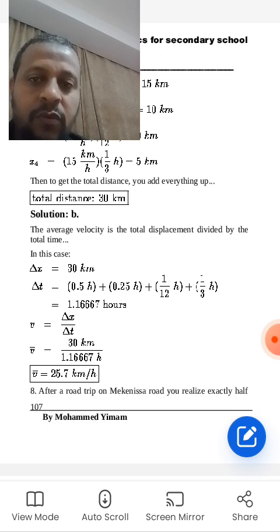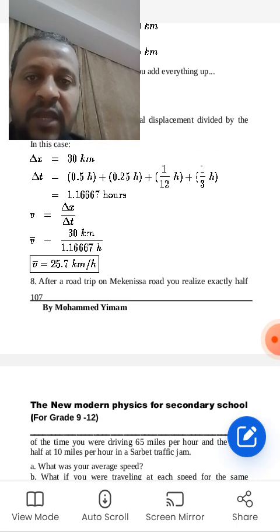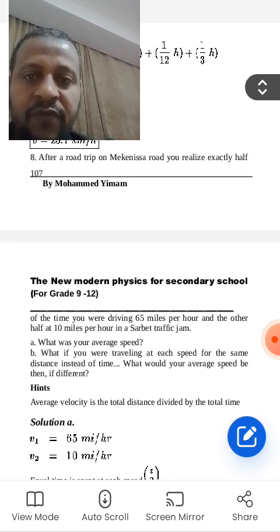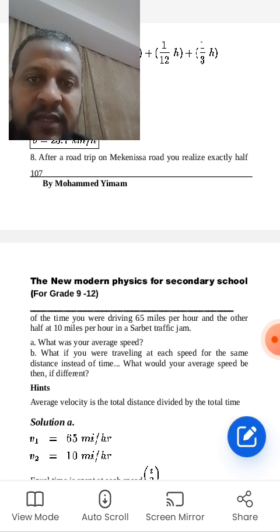I will give you one exercise for this afternoon. I will read it for you. Number 8. After a road trip on Makanissa Road, you realize exactly half of the time you were driving 65 miles per hour and the other half at 10 miles per hour in a Sarbet traffic jam. A. What was your average speed? B. What if you were traveling at each speed for the same distance instead of time? What would your average speed be then, if different?